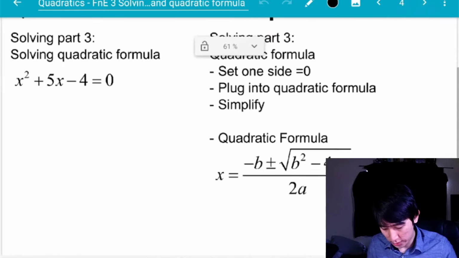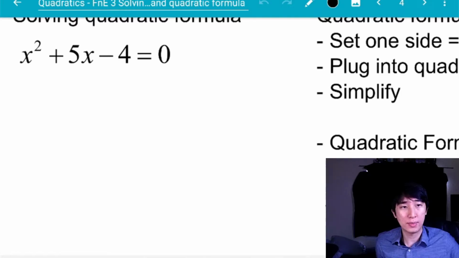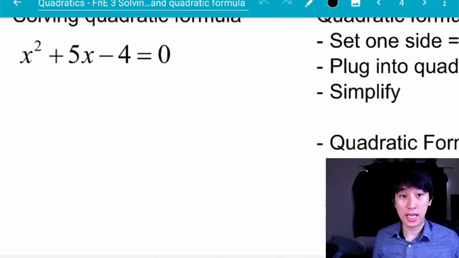Unfortunately, that's not always the case. Sometimes if we have things like this, x squared plus 5x minus 4 equals 0, you cannot solve this by factoring because this is unfactorable. No matter what method you use, you're not going to be able to find a way to factor this. If you found a way to factor this, that means you did something wrong. You're not allowed to factor this, and because of that, we need another tool.